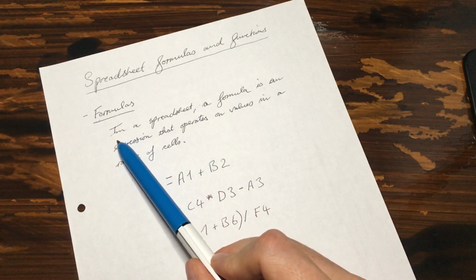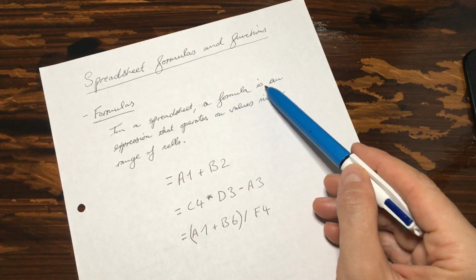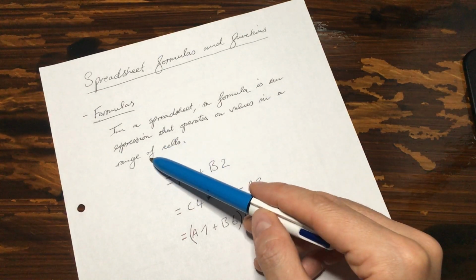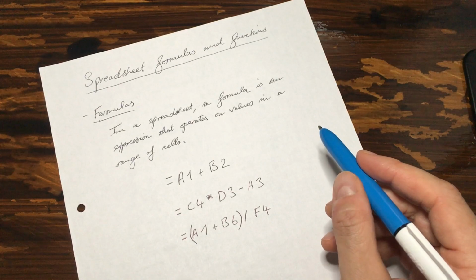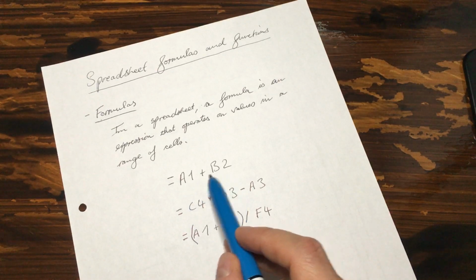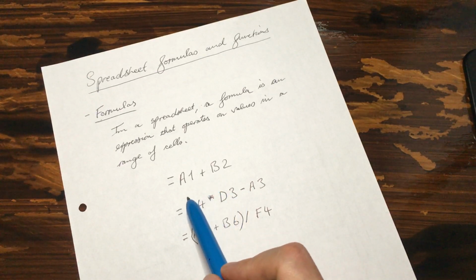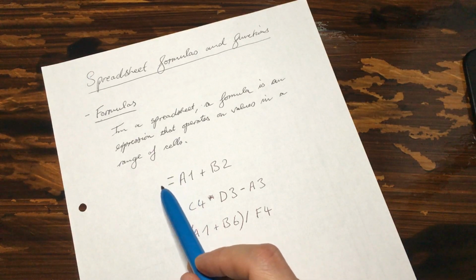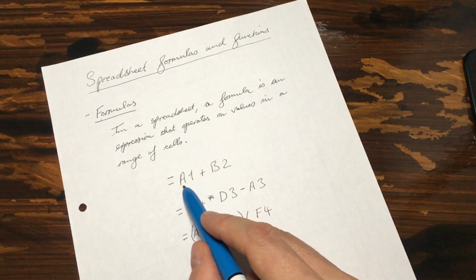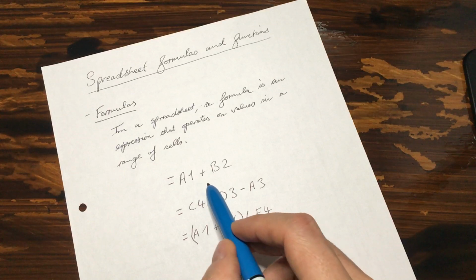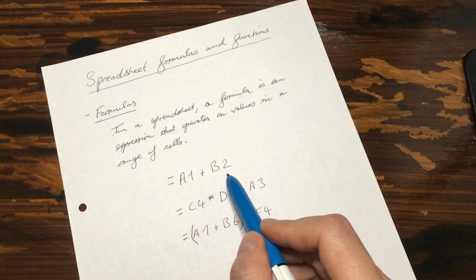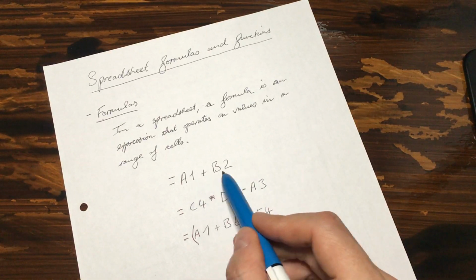It says, in a spreadsheet, a formula is an expression that operates on values in a range of cells. So the first one here is an example of simple addition of two cells. Here you can see that we have to start with this equal sign to begin the formula, and then we select a cell. So this is cell A1 with a plus sign, our operator, the arithmetic operator for plus, and then B2, the other cell that I want to add together.